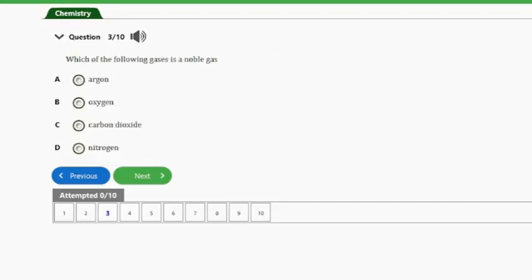Question number 3. It says, which of the following gases is a noble gas? A, argon, B, oxygen, C, carbon dioxide, D, nitrogen. Noble gases are the group 8 elements, and they fill up the orbitals in their outermost shell. So the only example of a noble gas out of the options given here is option A, argon. Argon is a noble gas, and that's the answer to this question.